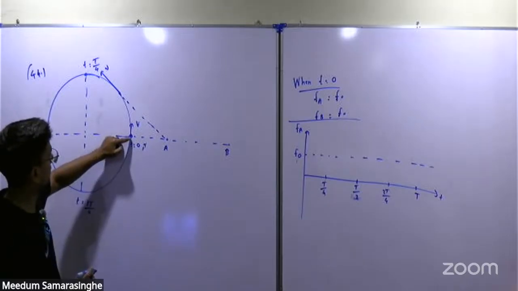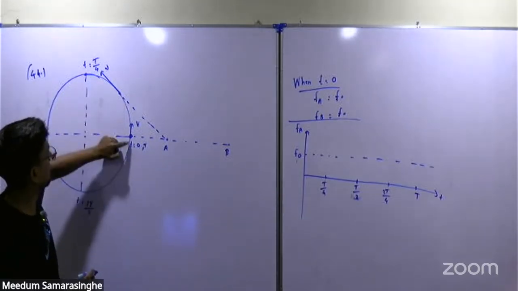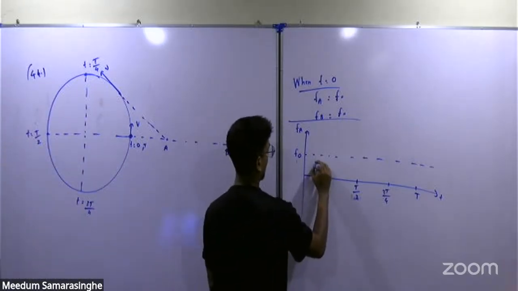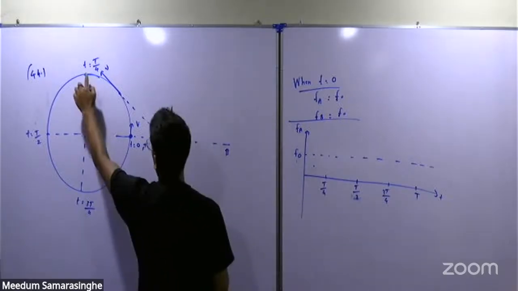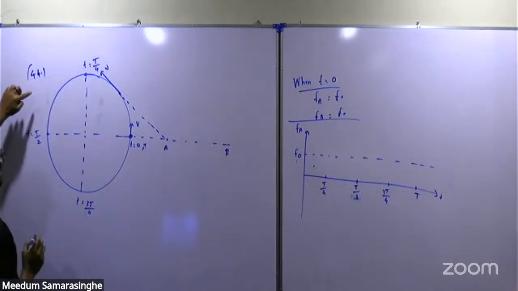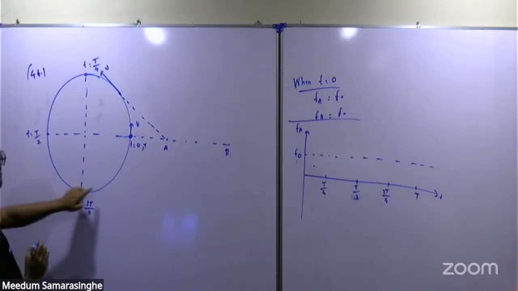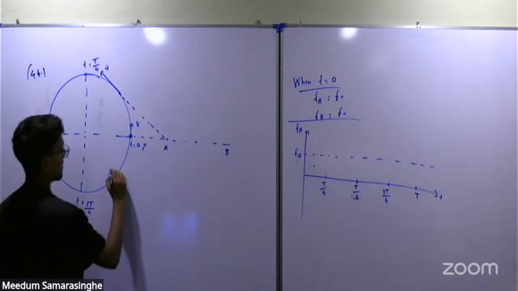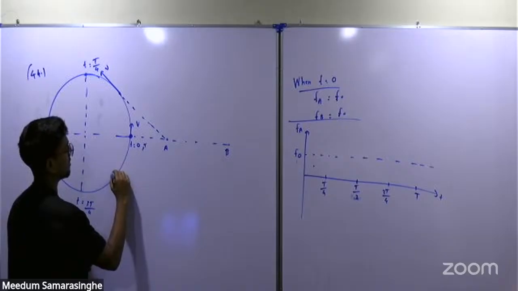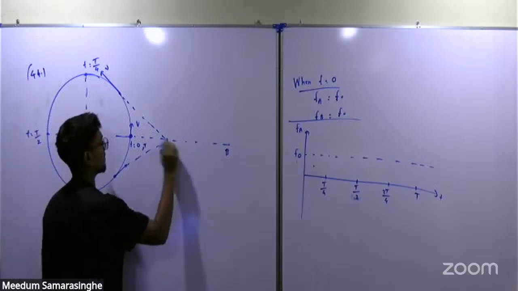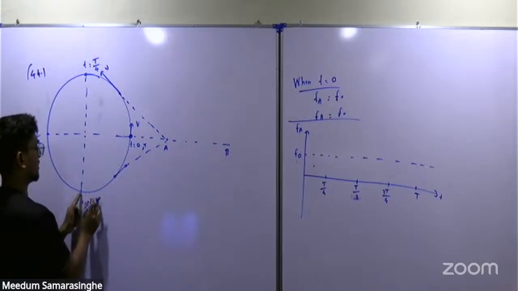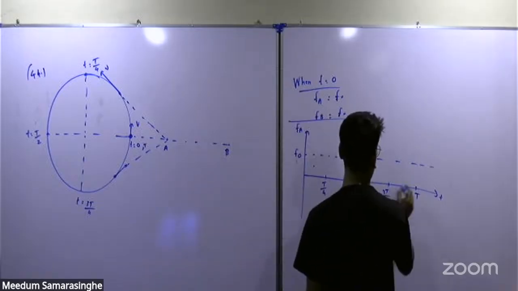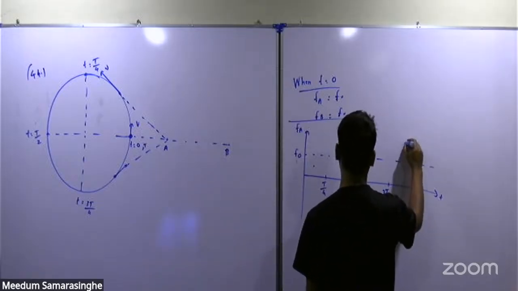So the frequency becomes minimum somewhere in between T over 4 and 0, right? Somewhere like here. Then the object is moving, and again the frequency becomes maximum at this point. Why? The frequency becomes maximum when the source is traveling towards C. That means somewhere in between 3T/4 and T, the frequency becomes maximum.